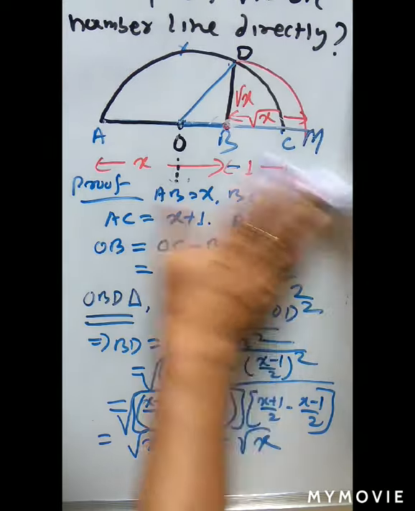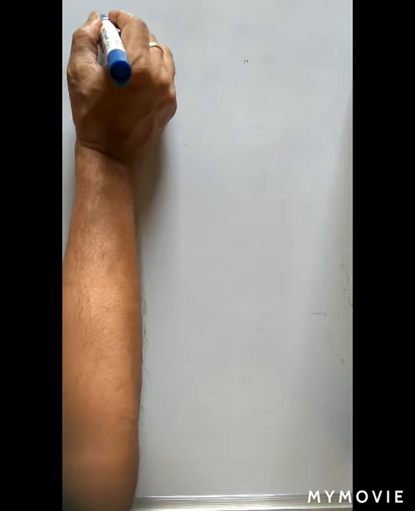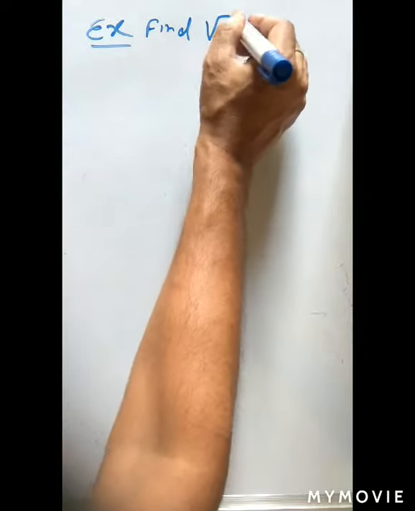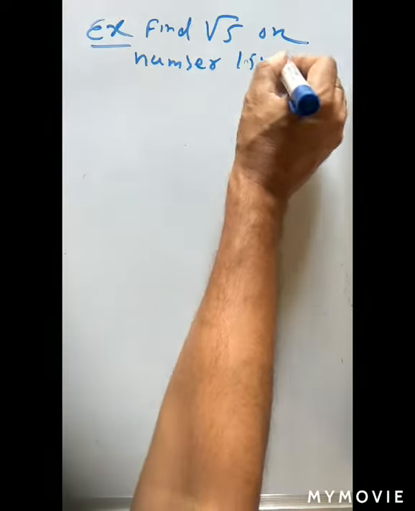Is it clear? Now with this concept, we will calculate the square root of 5. Let us take an example. How will you find the square root of 5? Square root of 5 can be found by using the Pythagoras theorem, or you can use the direct method. Let us say example, we'll find square root of 5 on the number line.